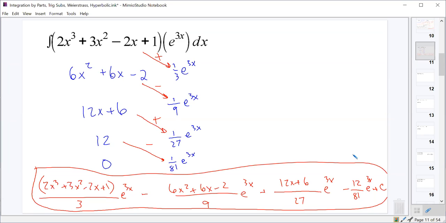Good or no? That is tabular integration. It's a shorthand for integration by parts. Good or not good? Good. All right, we're going to do one last problem today, and then we will be done.